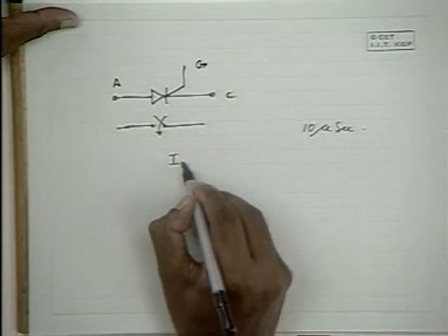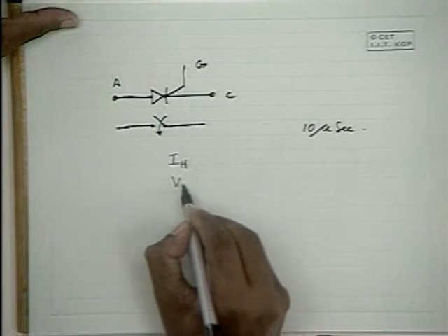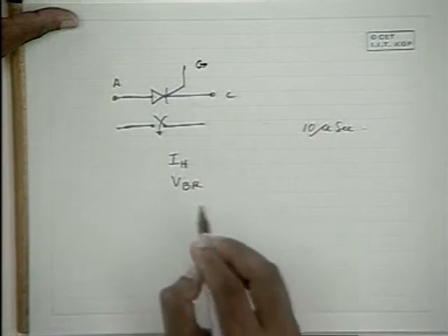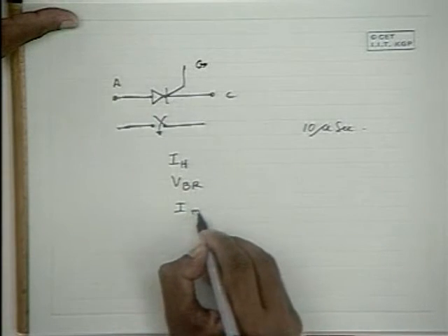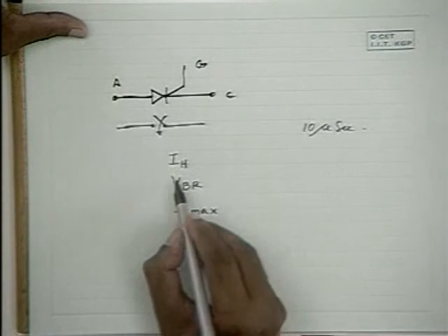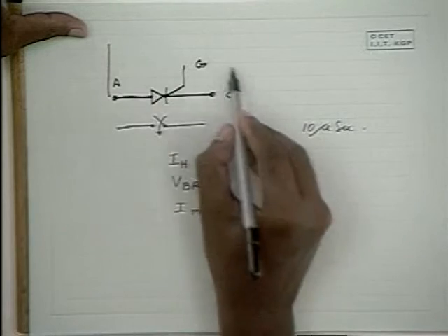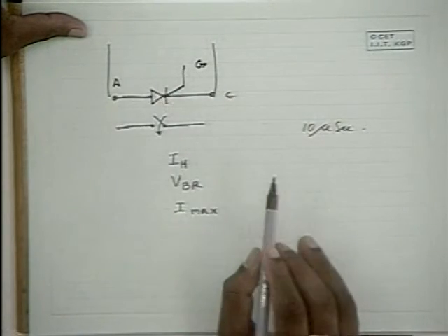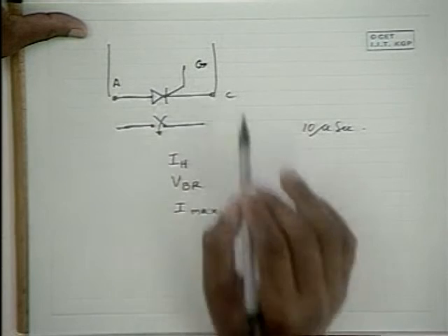And the specifications of the device are as follows. So IH, the holding current, the breakdown potential, and the maximum current that can flow through the device. And VBR, the breakdown potential, means this is the maximum voltage that can be applied across the device. This is the maximum voltage that can be applied across the device without turning on the circuit.